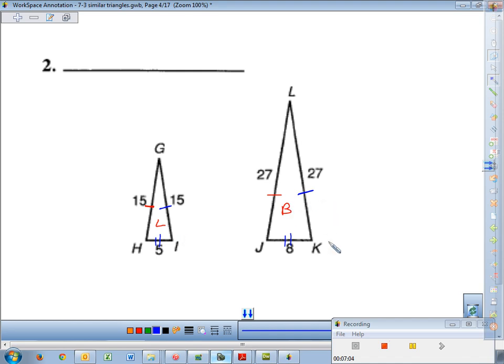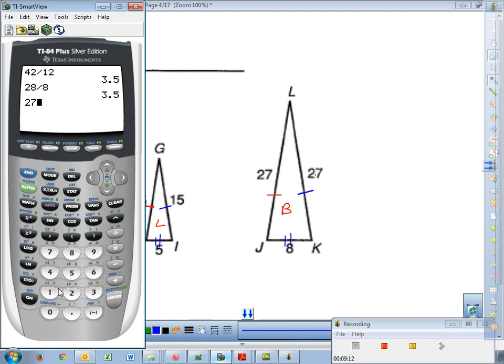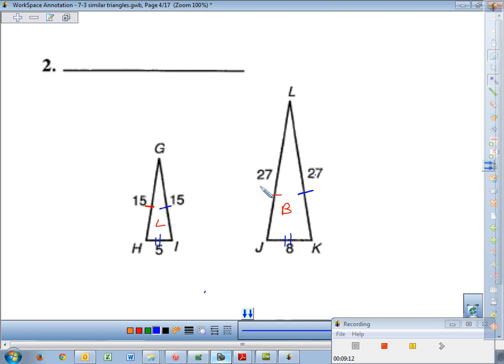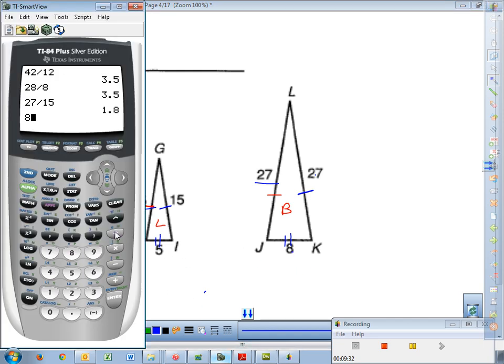Punch in your calculator for me. Let's see if we get the same scale factor back all 3 times. 27 over 15. Punch them in. What you got? 1.8. I pray that you can understand that if you do it again, 27 over 15, you would get the same thing, right? Please don't do too much work. But is that enough? You got to do 8 over 5 also. 8 over 5, do you get that 1.8 again?